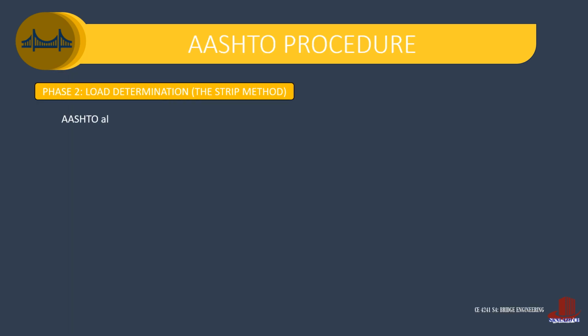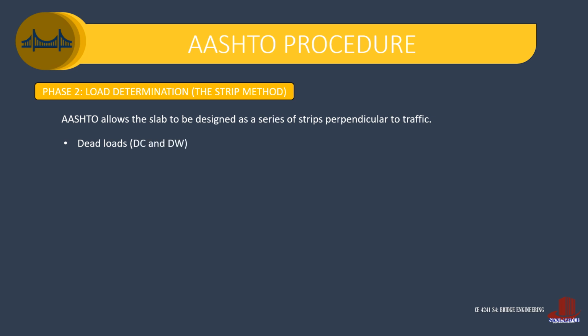The second phase includes the determination of loads using the strip method, where the strip is taken perpendicular to the traffic. The most basic loadings for the discussion are the dead loads, both from the component and the wearing coat. Then the live load computed from the design truck or the design tandem and the design lane. After which, we convert the loads into shears and moments by using the AASHTO tables of factors for the different limit states for strength, service, fatigue, and extreme events.